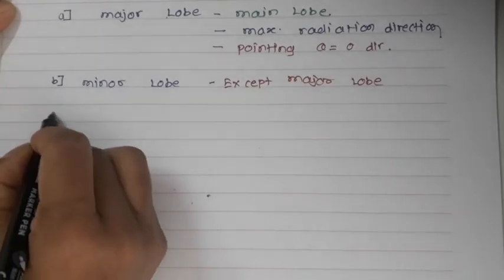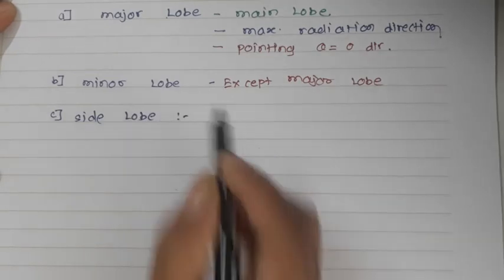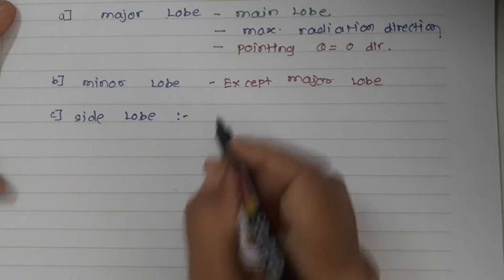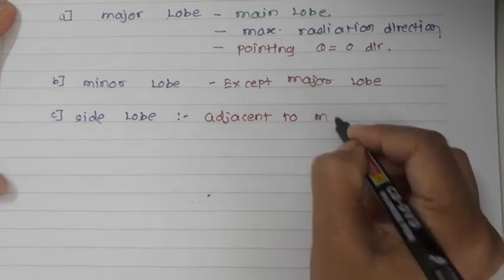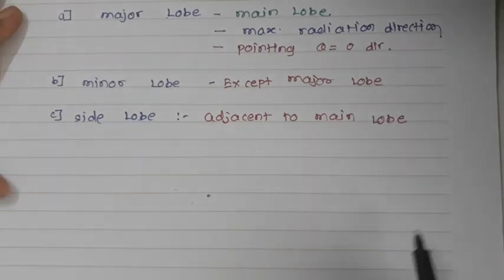Now the third one is the side lobe. You can say it is the radiation lobe in any direction other than the intended lobes. Usually a side lobe is adjacent to the main lobe. So here I can define this as adjacent to the main lobe, and it occupies the hemisphere in the direction of the main lobe.